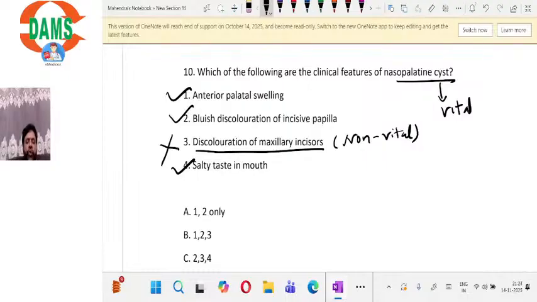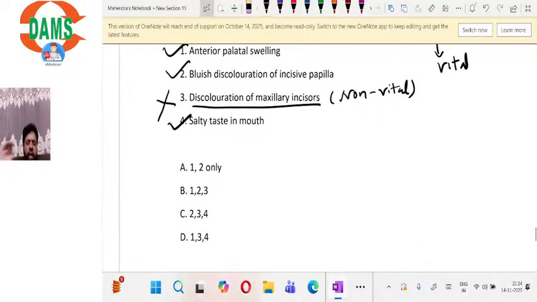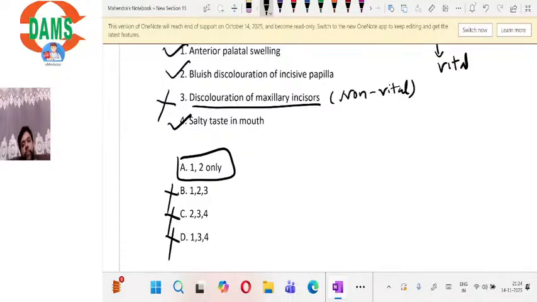So the correct answer should be 1, 2 and 4. But if you see, 1, 2, 4 is not there at all in the options. 1, 2 are there, 1, 2, 3 is there, 2, 3, 4 are there, 1, 3 is there. I will rule out 3. Three should not be there, so the remaining option is only this one. Discoloration of maxillary incisors is not seen in nasopalatine cyst.